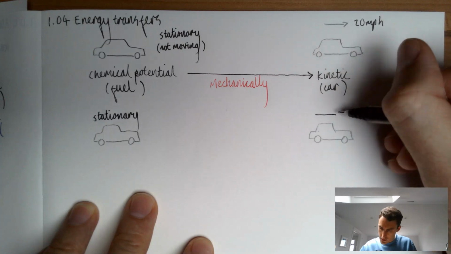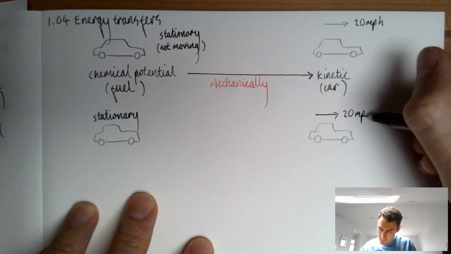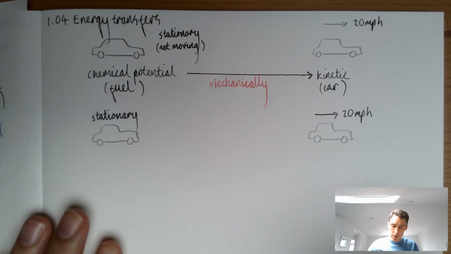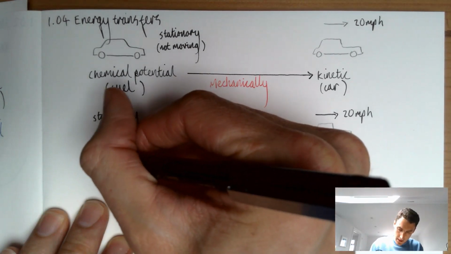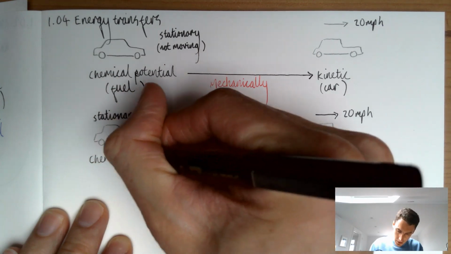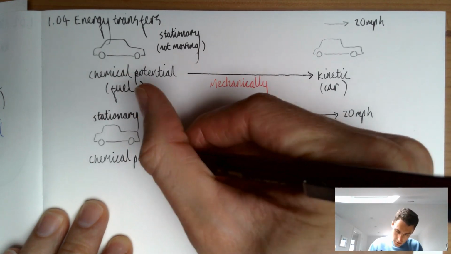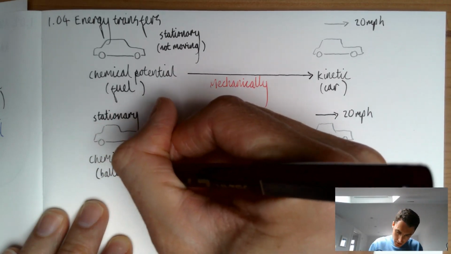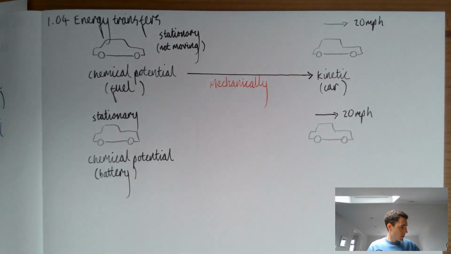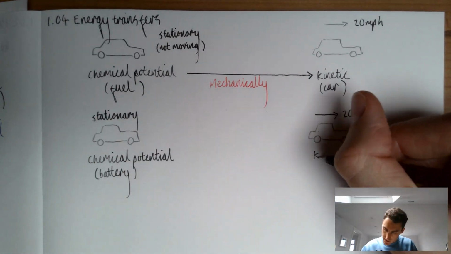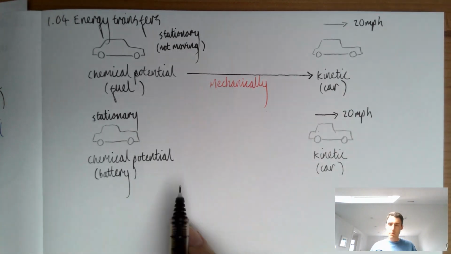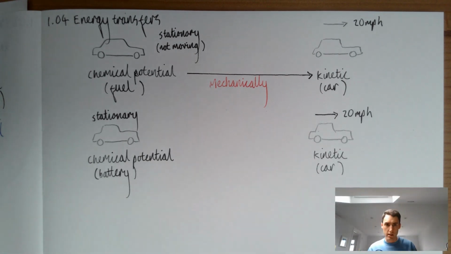Over here, it's going at, let's say, 20 miles per hour again. And I would ask them to have a go on whiteboards and say, well, how do you draw the energy transfer diagram here? Now, what they'll probably do is write something along these lines. They'll probably write chemical potential, battery, and kinetic in the car. And then just put a big arrow in the middle and write mechanically again.